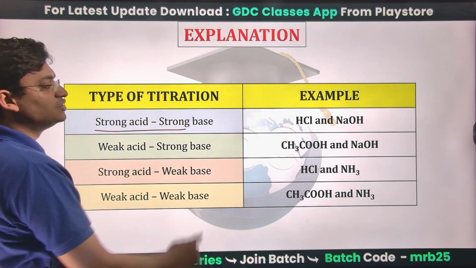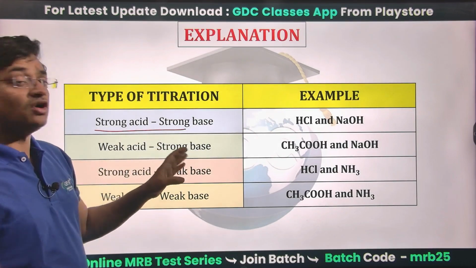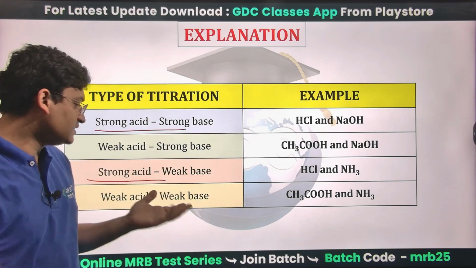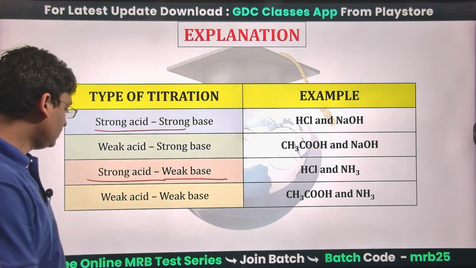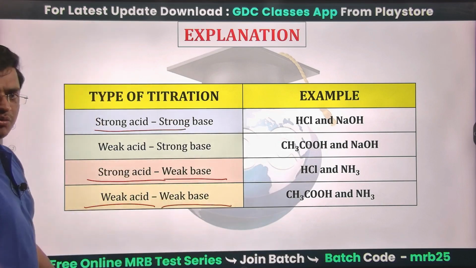Strong acid and strong base are like HCl and NaOH. Weak acid is acetic acid, with a strong base like NaOH. Strong acid is HCl. Weak base is like ammonia, or ammonium hydroxide. Here, weak acid is acetic acid and weak base is ammonia, or ammonium hydroxide.